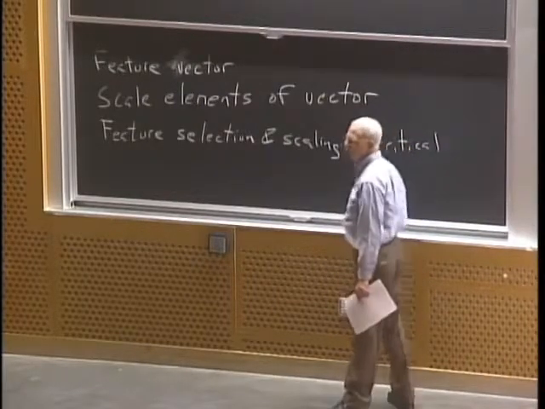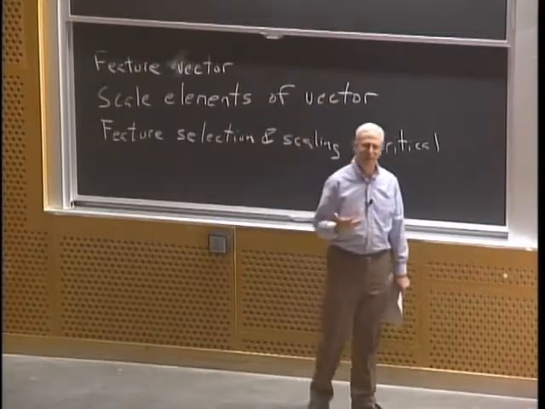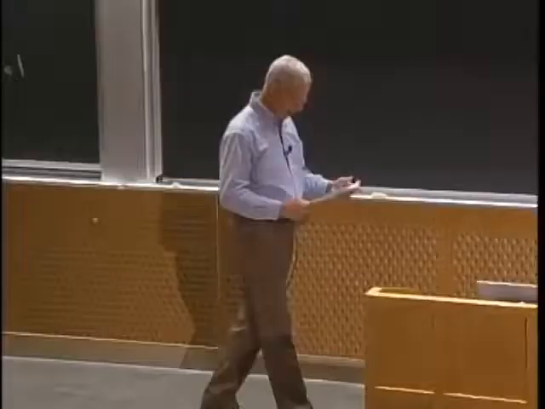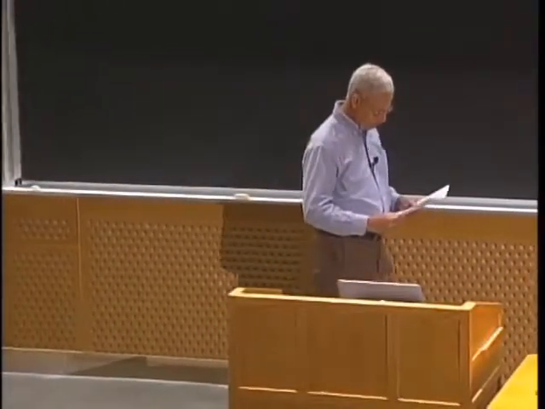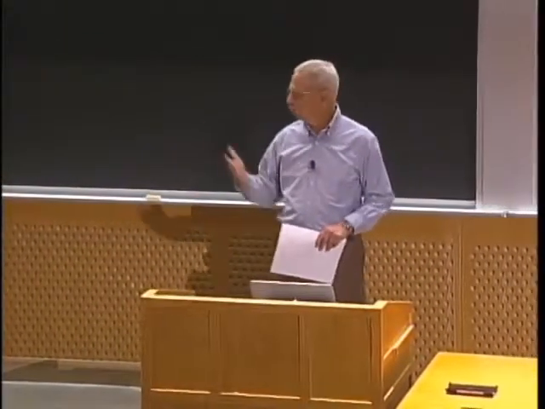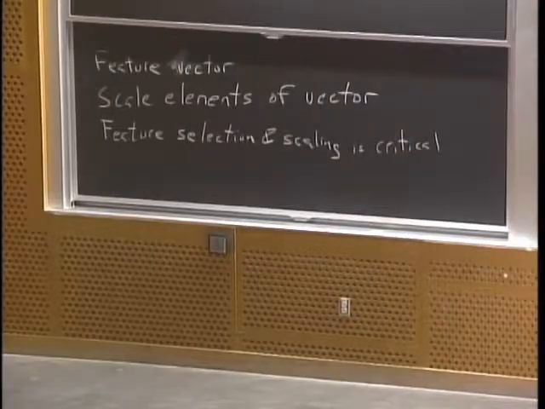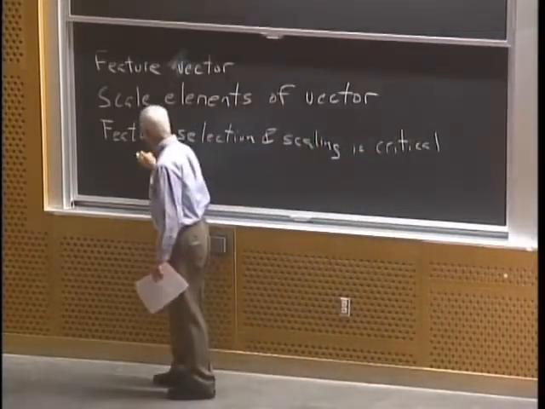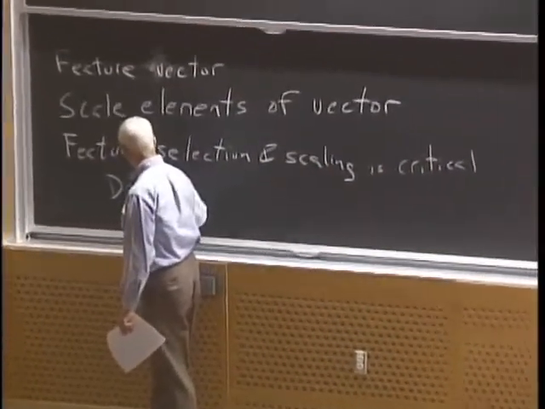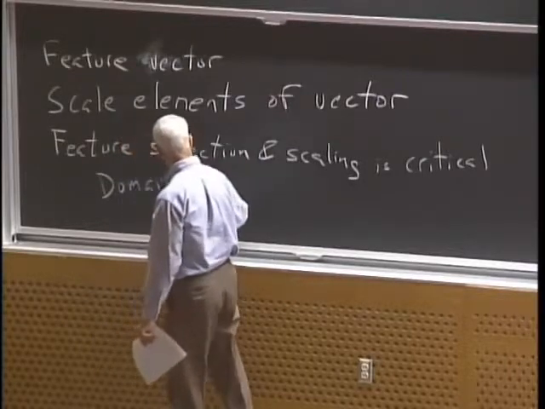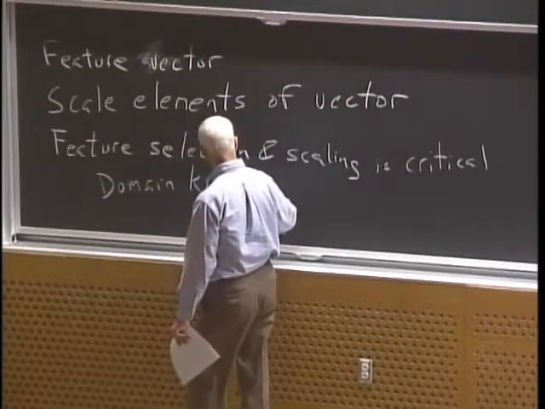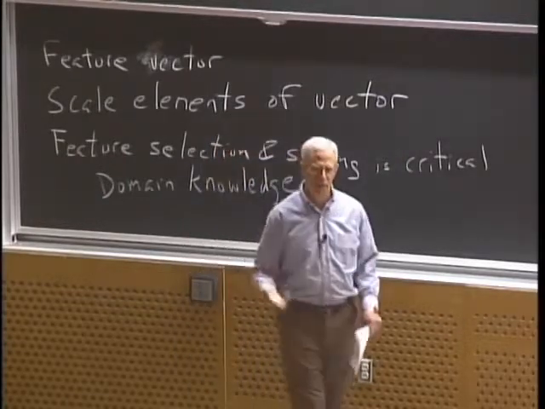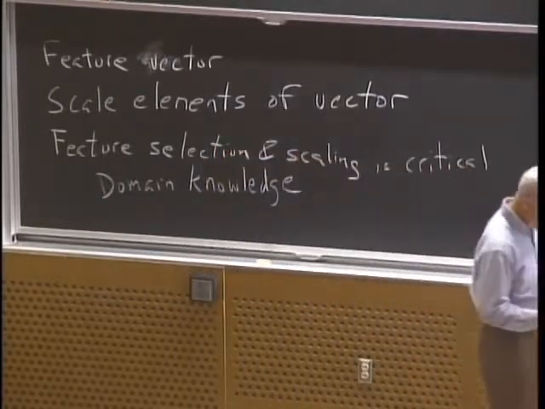It is where most of the thinking ends up going. And then the rest gets to be fairly mechanical. How do we decide what features to use and how to scale them? We do that using domain knowledge. So we actually have to think about the objects that we're trying to learn about and what the objective of the learning process is.